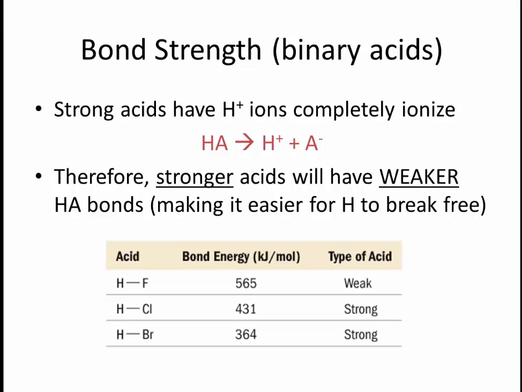And you can see this trend here at the bottom, and this gives us a hint as to why HF is actually a weak acid. So even though HF is a very polar molecule, giving a hydrogen with a very strong partial positive charge, HF has a relatively high bond energy, so it's a relatively strong bond, making it a weak acid, whereas hydrochloric acid has a weaker bond energy, so it's a smaller bond energy, a weaker bond, so it is a stronger acid.